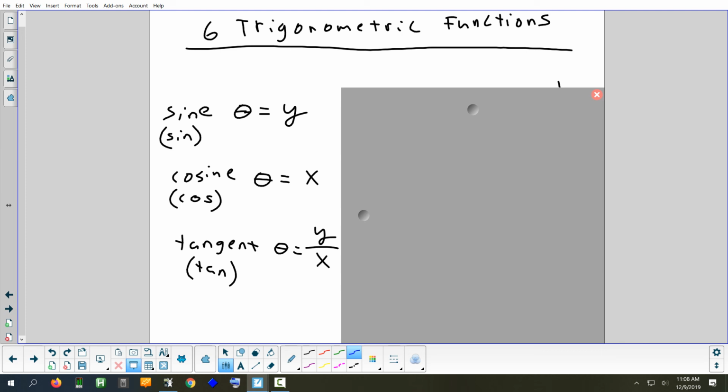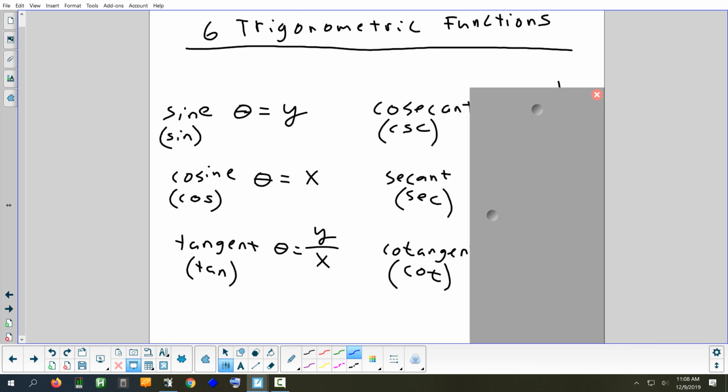If you want to know the tangent, you have to divide the two, y over x. Now, the other 3 trig functions we don't use as much: the cosecant, the secant, and the cotangent. And the reason I wrote them across from each other is because there's a special connection between the one on the left and the one on the right in all these rows. Same connection.